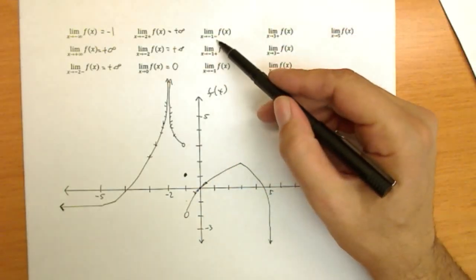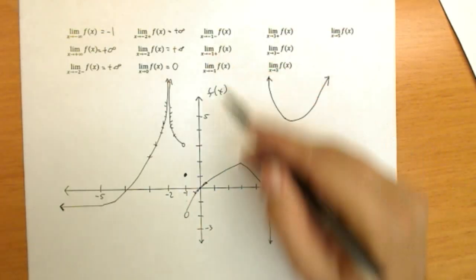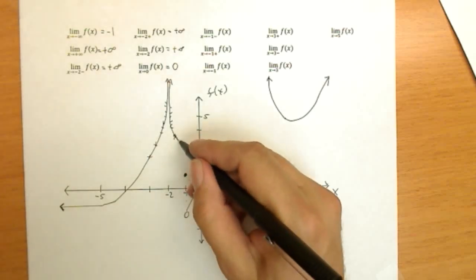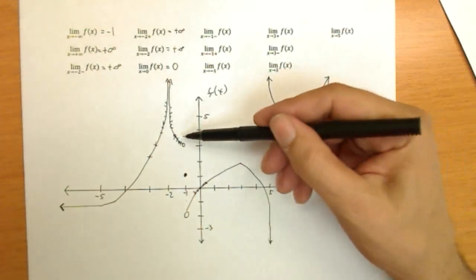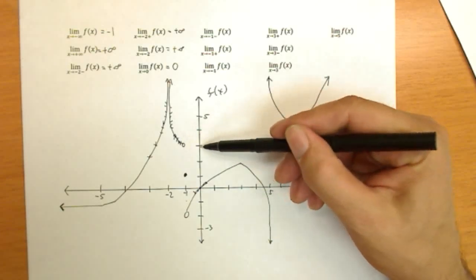X approaches -1 from numbers smaller than -1. Here's -1. The smaller side is over here. So we would be graphing up here. We seem to be approaching y values from just under 4, 4, and so on down, with a limit here of 3.